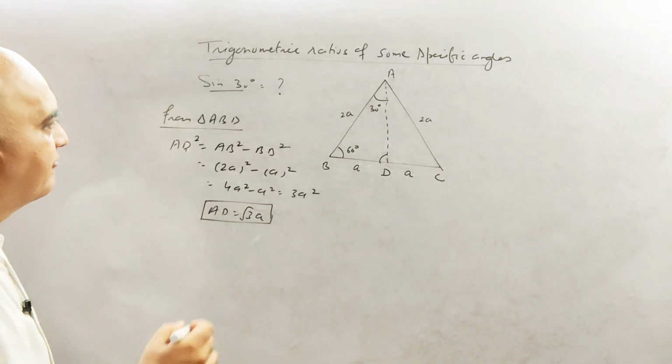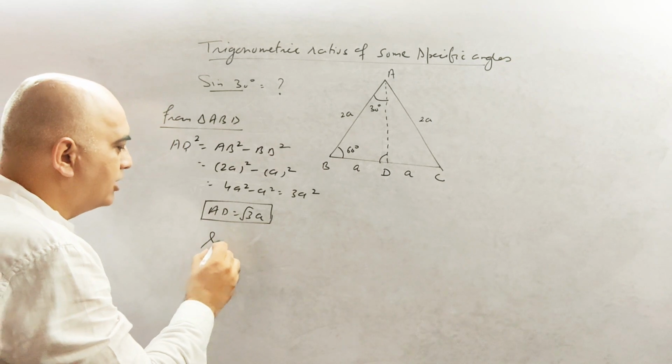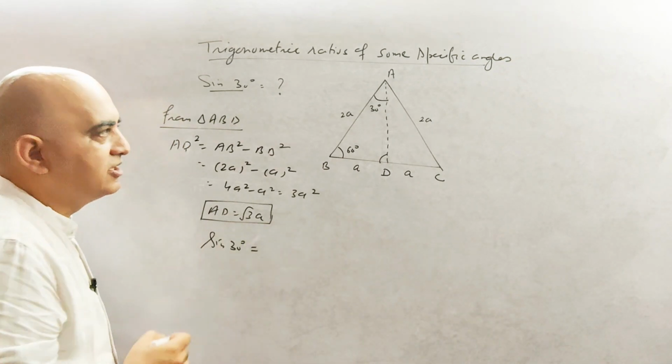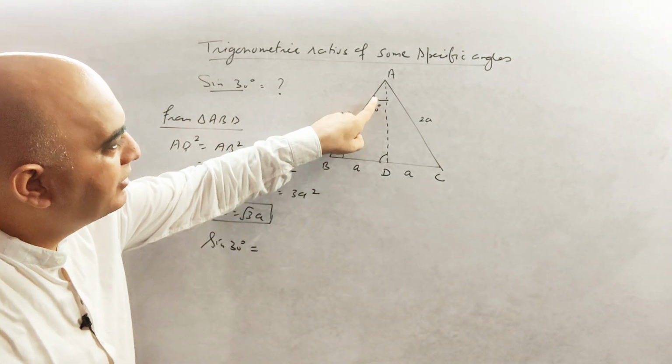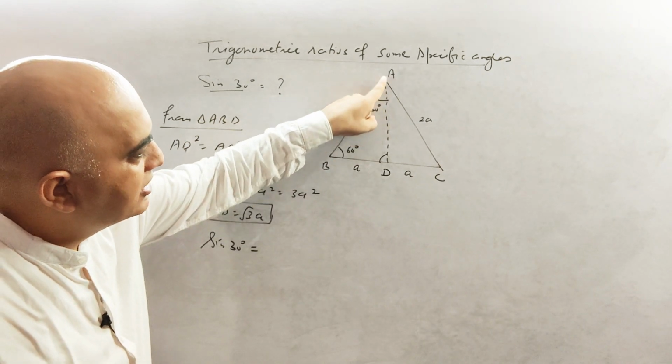Now, what is the value of sine 30? What is the value of sine 30? So sine 30, if we are taking this as an angle, then this will be the base.